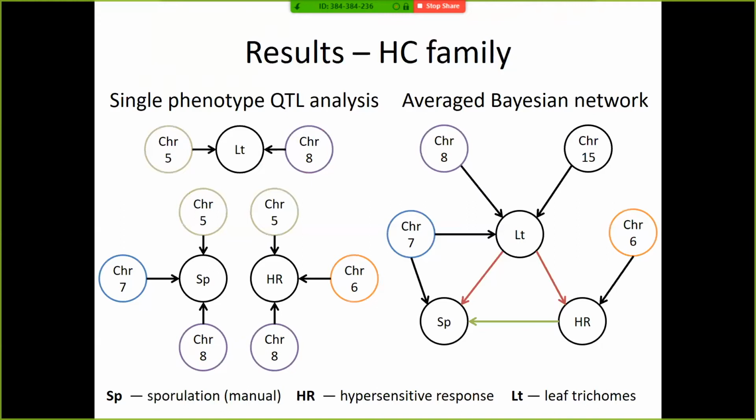And looking at the single phenotype QTL analysis, it's somewhat uninformative because all the phenotypes were explained by the same two QTL on chromosomes 5 and 8. So the question is, what's really going on there? And the Bayesian network kind of explains that. But otherwise, the QTL are similar, and you can see that the QTL on chromosome 7 affecting sporulation is found here, and the QTL on chromosome 6 affecting HR is also found.